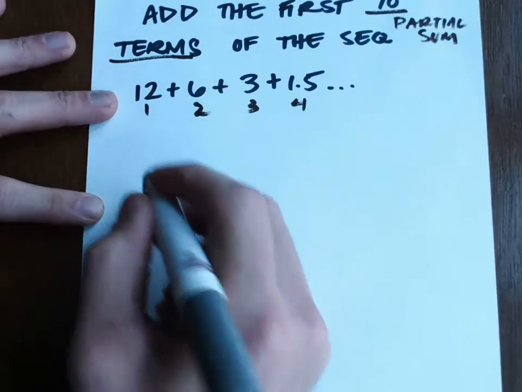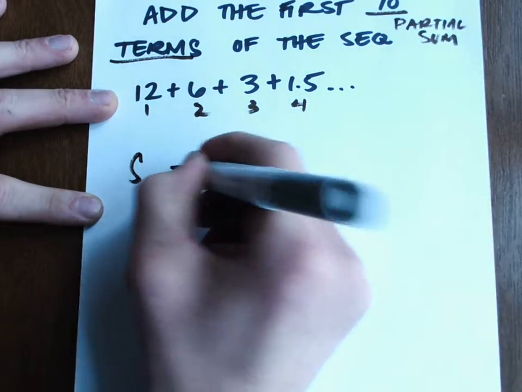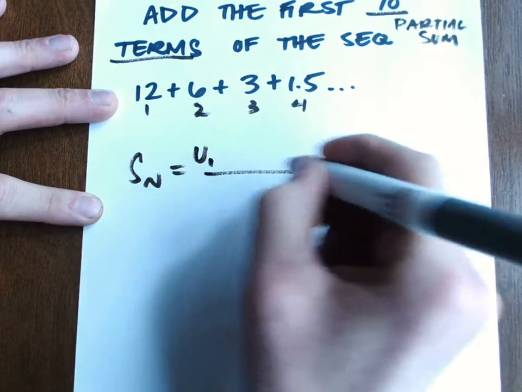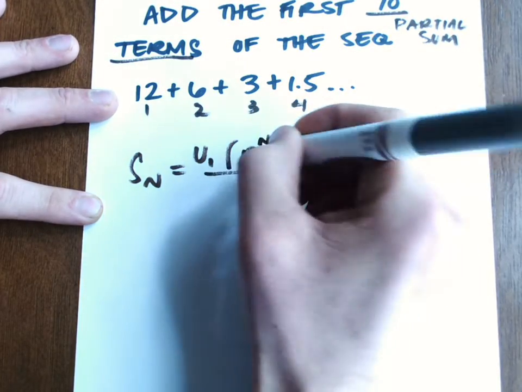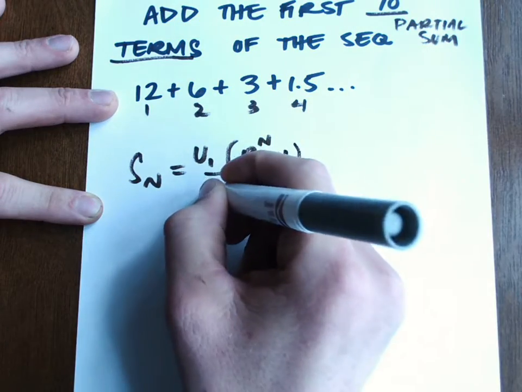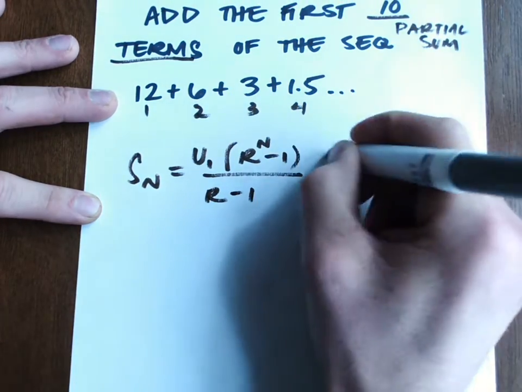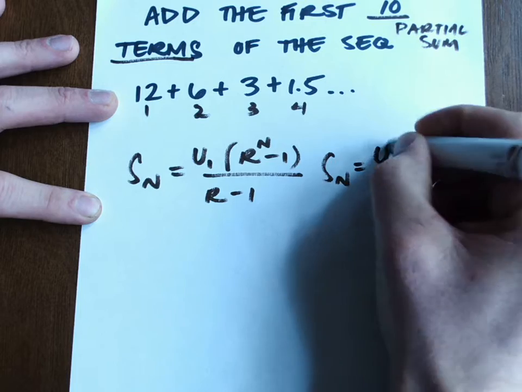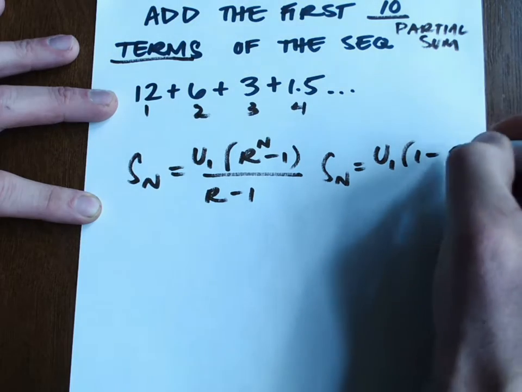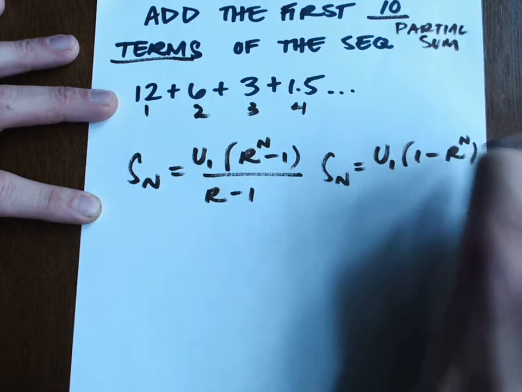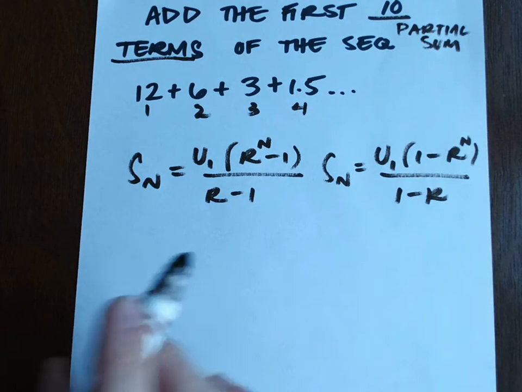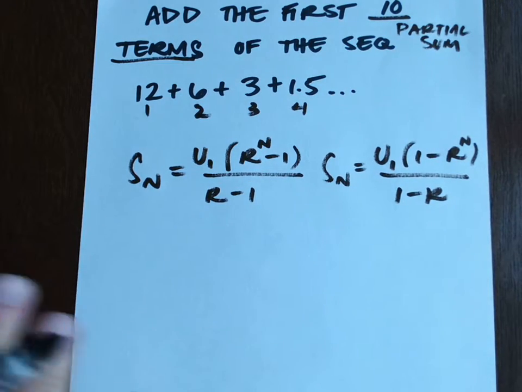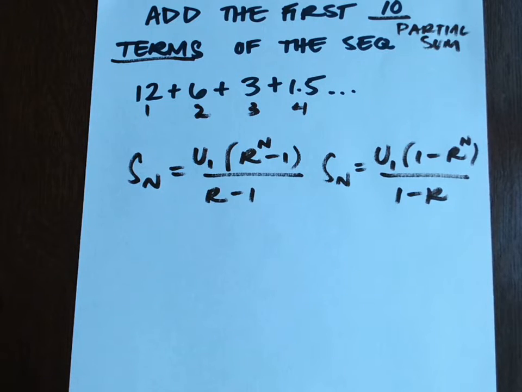And there's two equations for this partial sum. They both start the same way. And one of them looks like this. And the other is the exact same but reversed. And I tend to use the one that avoids the most negative signs.